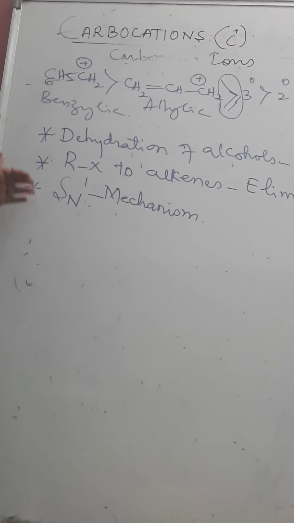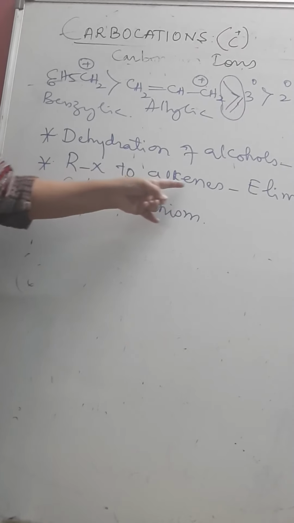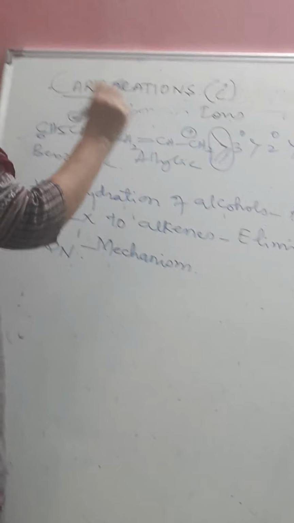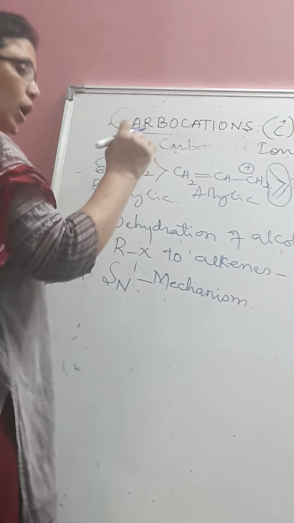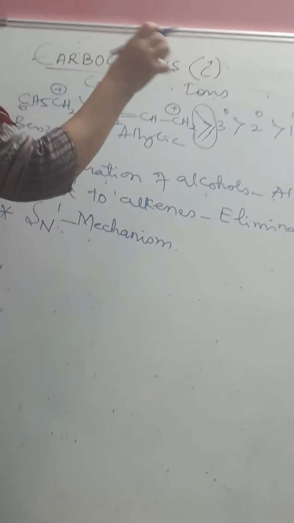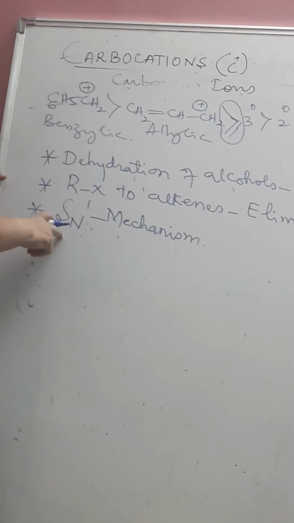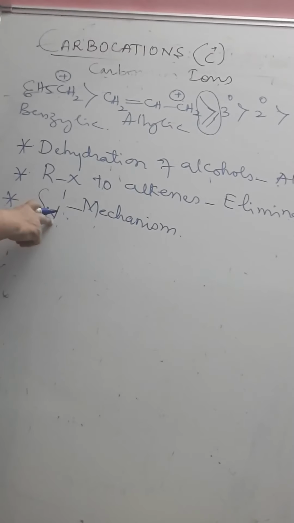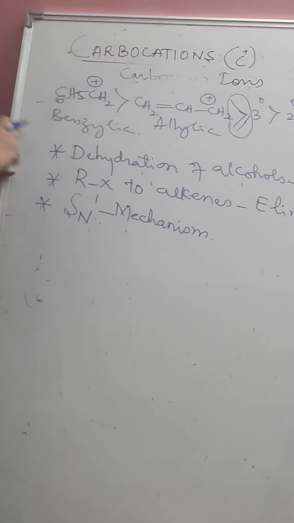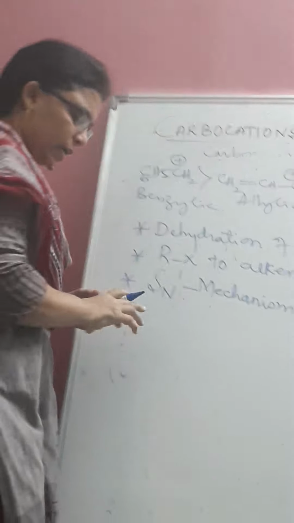These 3 examples, first year children have already studied in first year. But these 2 examples you are going to study in second year. That is dehydration of alcohols by using concentrated sulfuric acid. Alcohols on dehydration, intermediate will be carbocation, final product is alkenes. Same way alkyl halide with the nucleophile. When it is a tertiary alkyl halide, the mechanism will be followed via carbocation. All this we are going to study in the second year.